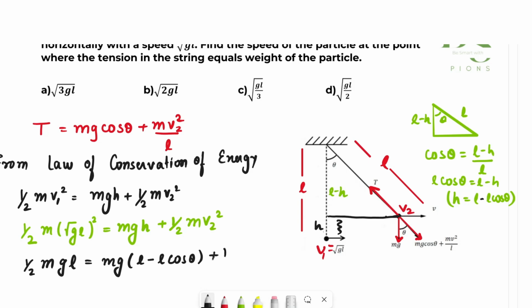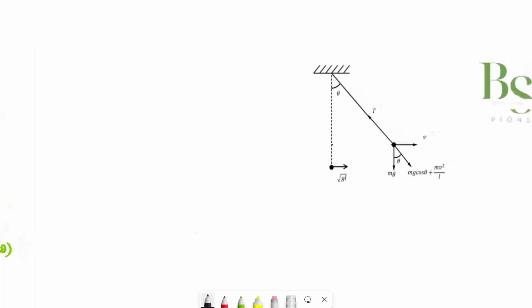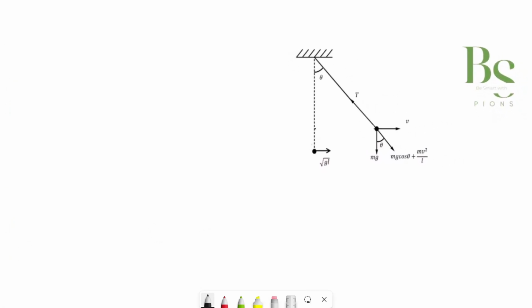Plus half m v2 square. Correct? So let's rewrite this whole equation on the new page and simplify it. From the beginning, our equation is half m g l minus m g (l minus L cos theta), and this is equal to half m v2 square, right? Okay.